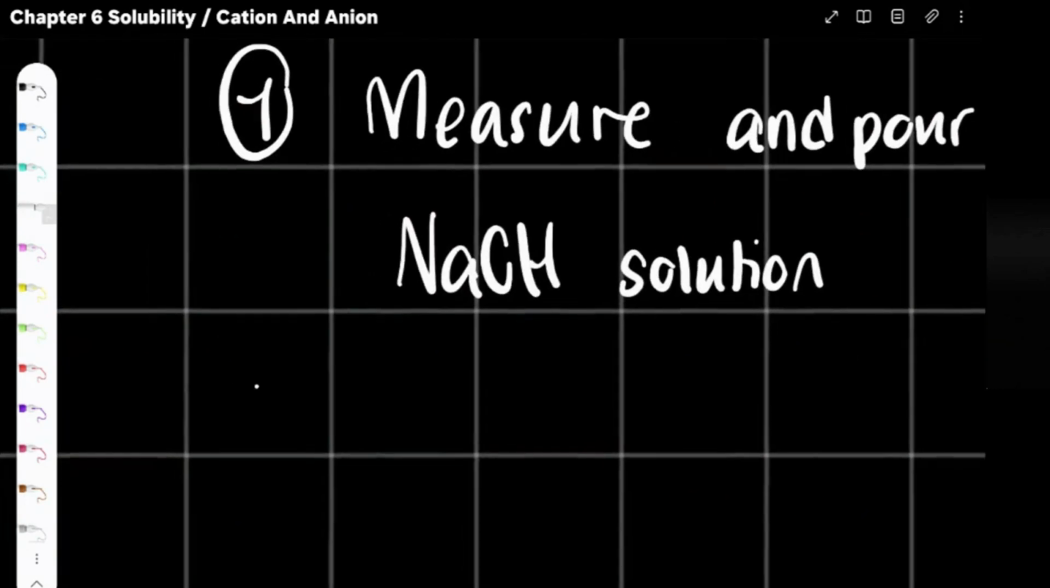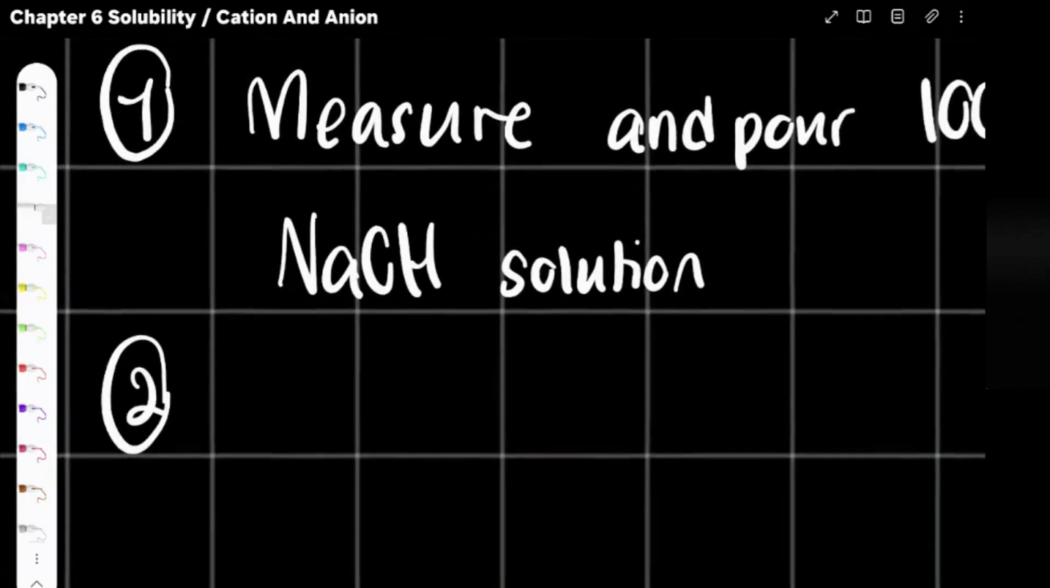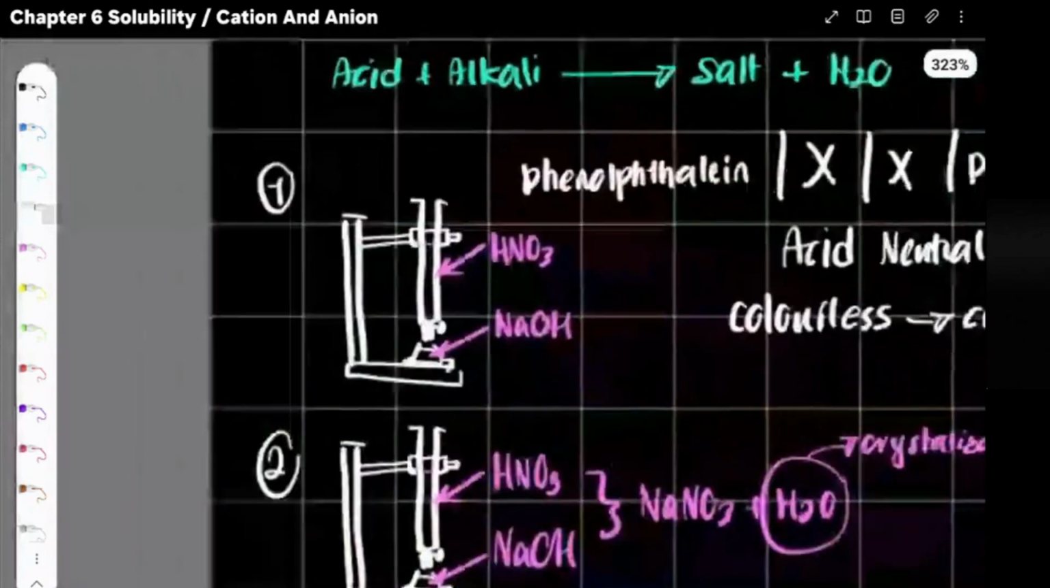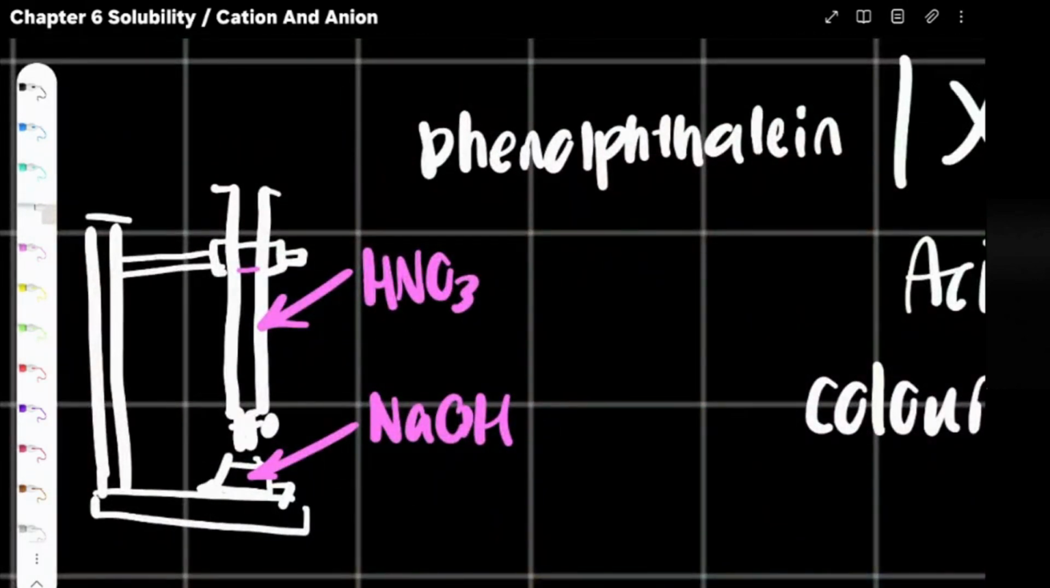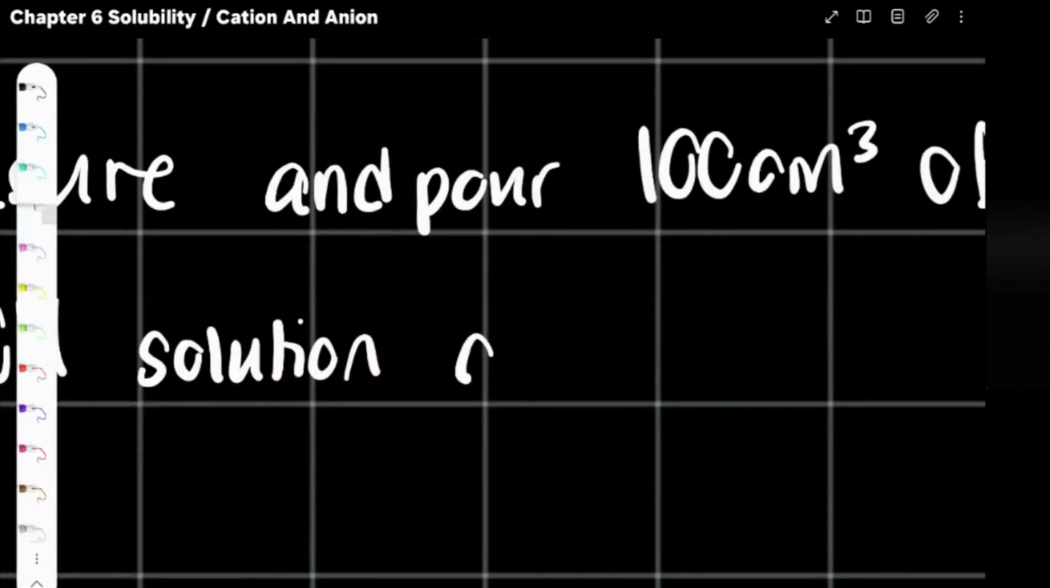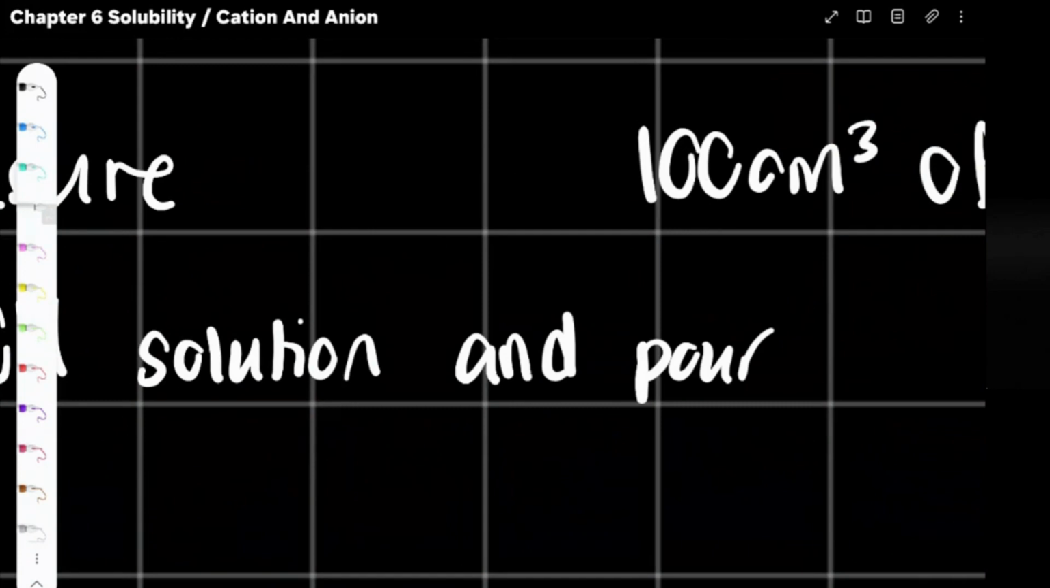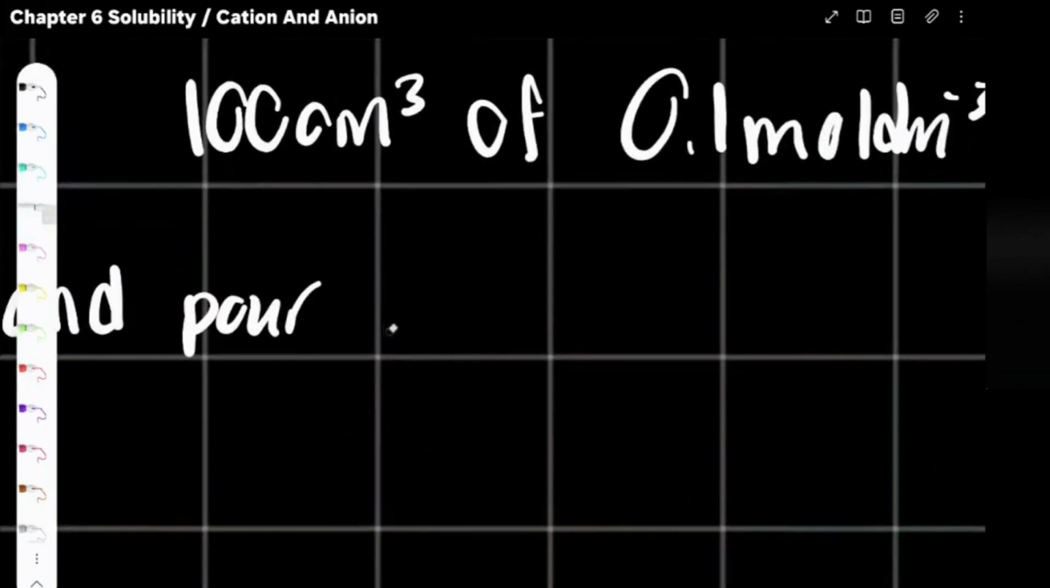Okay. And then you have to pour them at what? You have to pour them where? This one here, look, right? Where is it? It's at the conical flask. Okay, I just said pour here, right? So no need to. Just pour into the conical flask.